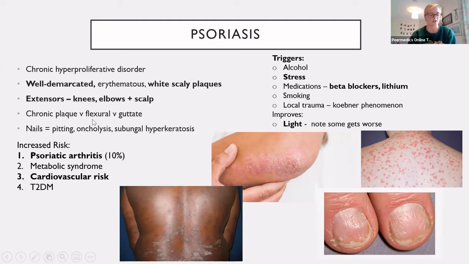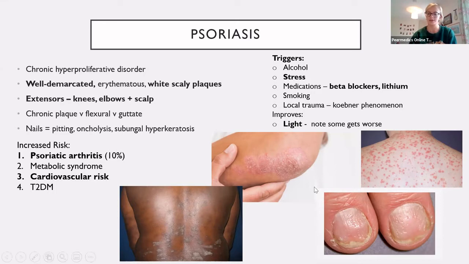Just be aware that you can get flexural psoriasis as well, so just because a rash is in the flexural area doesn't mean it's eczema, unfortunately. Medicine's always a bit confusing. And guttate psoriasis is another subtype as well. So this rash in the top right is guttate psoriasis. So it's got that appearance. This is actually commonly seen in kids about 2 weeks after a strep throat infection. They might present with this rash. It actually responds best to light therapy. Usually does go away. I don't think there's any increased risk of psoriasis afterwards. It's just a weird reaction to the strep throat infection.